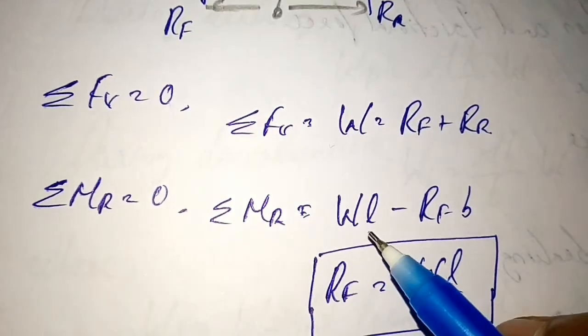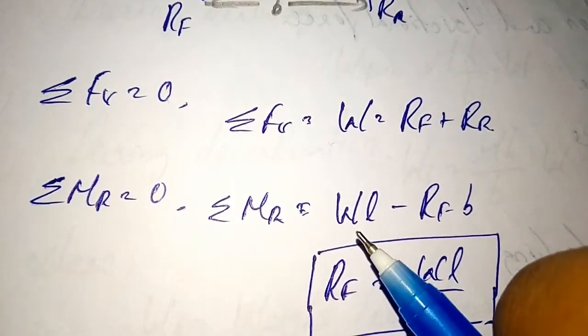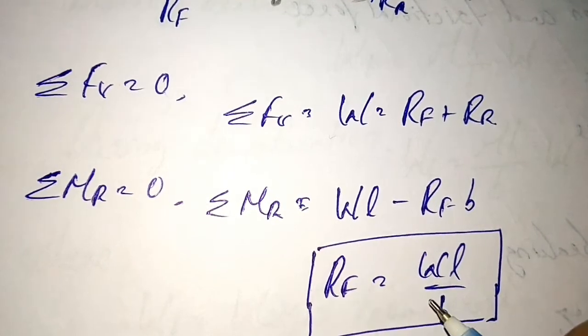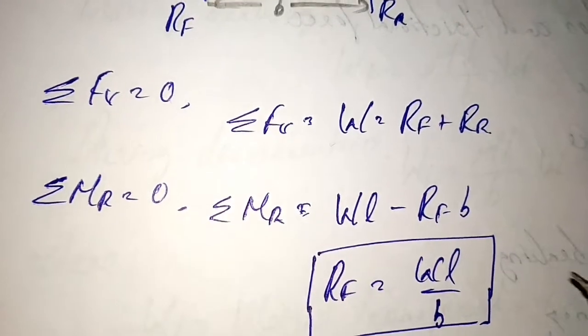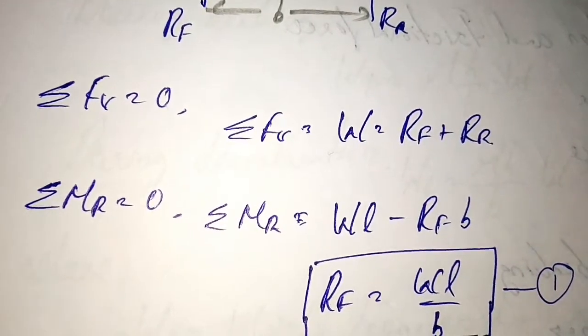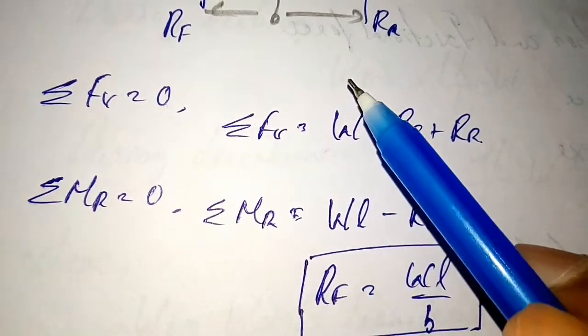So we have resolved the moment with respect to the rear axle, so we will get WL minus Rf B is equal to 0. So we can write Rf equal to WL by B, and we have found the equation for Rf. So we have found the distribution of weight at the front axle, and we have to find the distribution of weight at the rear axle.